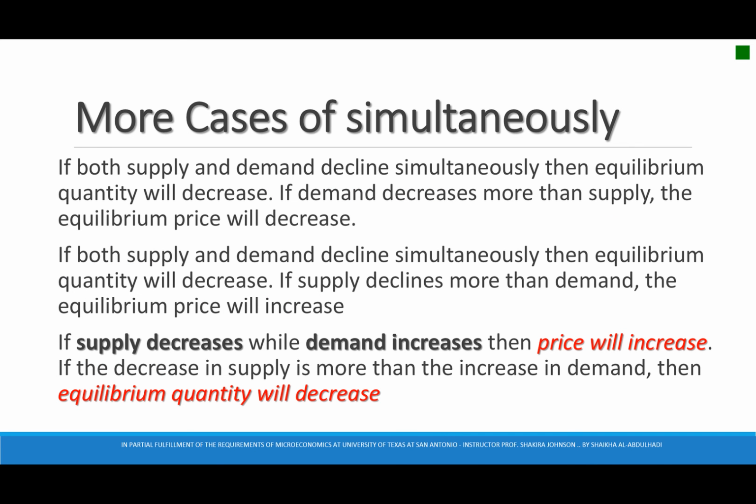Some other cases of simultaneous changes: if both supply and demand decline simultaneously, then the equilibrium quantity will decrease. If demand decreases more than supply, the equilibrium price will decrease. If supply declines more than demand, the equilibrium price will increase.